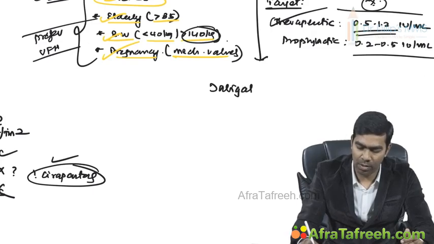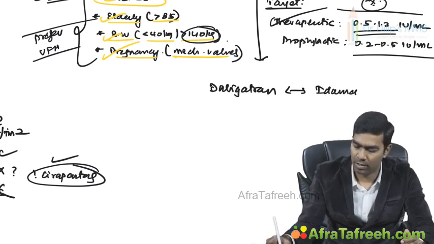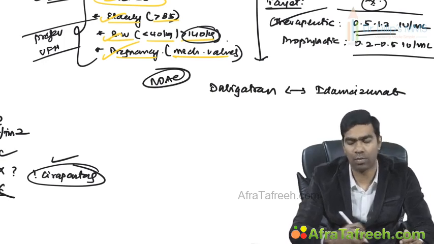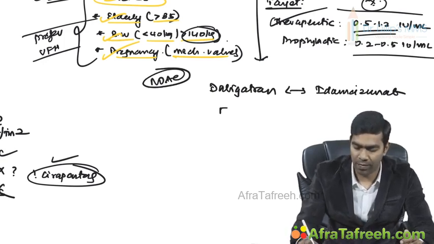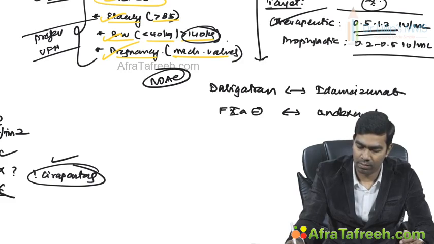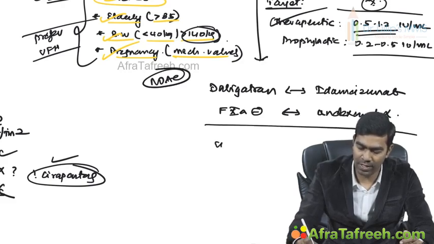And we told you antidotes. 3 antidotes are very important. For dabigatran, the important antidote is idarucizumab. Then for factor 10A inhibitors, all the oral factor 10A inhibitors, we have andexanet alfa. Andexanet alfa.